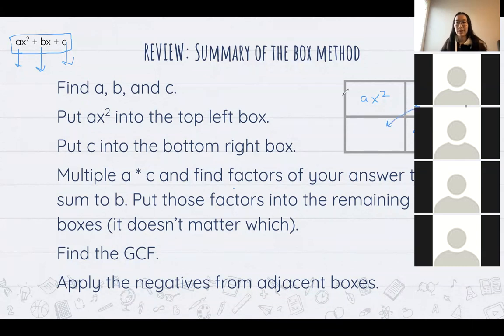Then after that, we would find the greatest common factor of these top two and write it right here. Find the greatest common factor of this second row, write it right here. Same thing for the columns. And then you would make sure the negatives are correct, and then you have your factored answer.